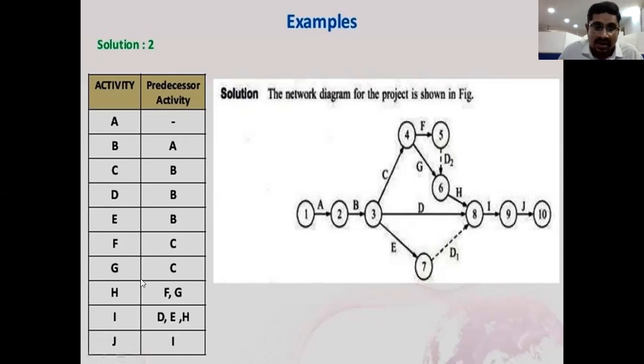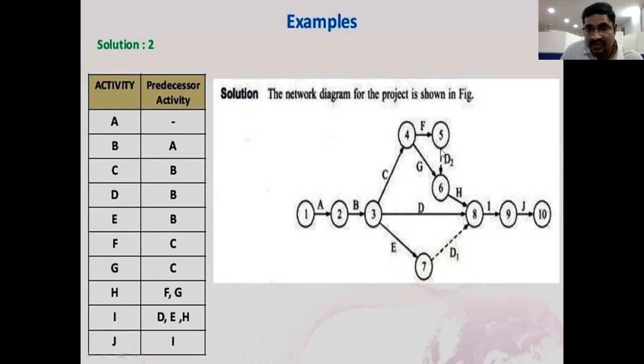Next we need to draw the H activity. H came from F and G. From these two, H comes. So here the F activity and then the G activity. From these 2 points we have the H activity. So this is the 8th point, H, right? From the F point and G point we have H activity.